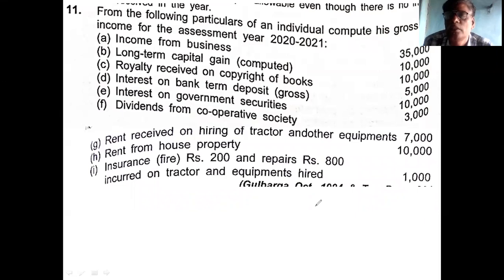Then what is the deduction? What is the first item of deduction in the gross annual value? 30% of annual value. I'm asking about the gross annual value, what to deduct. First step, calculate the gross annual value. In the gross annual value, what to deduct?